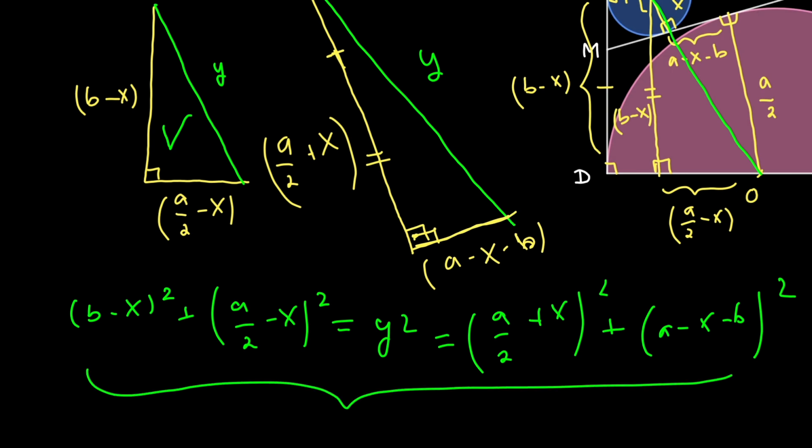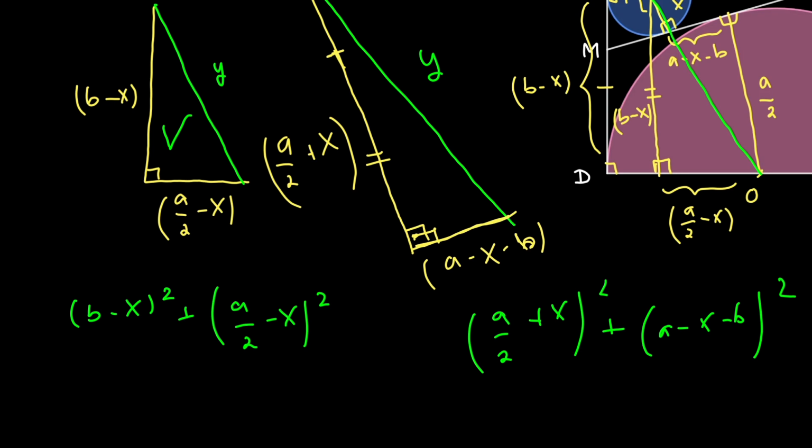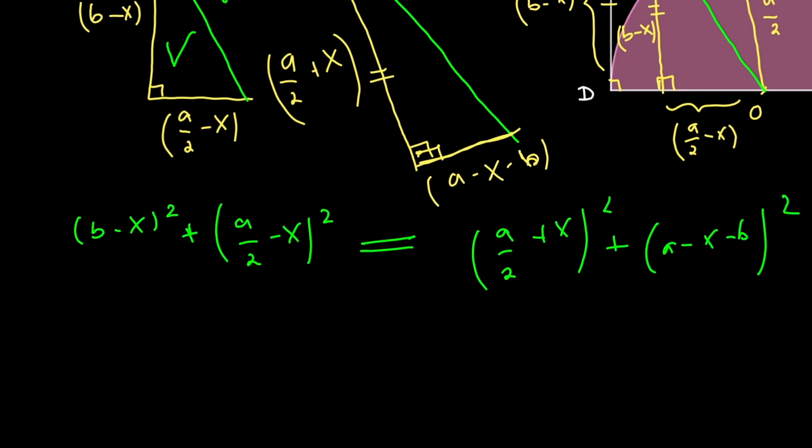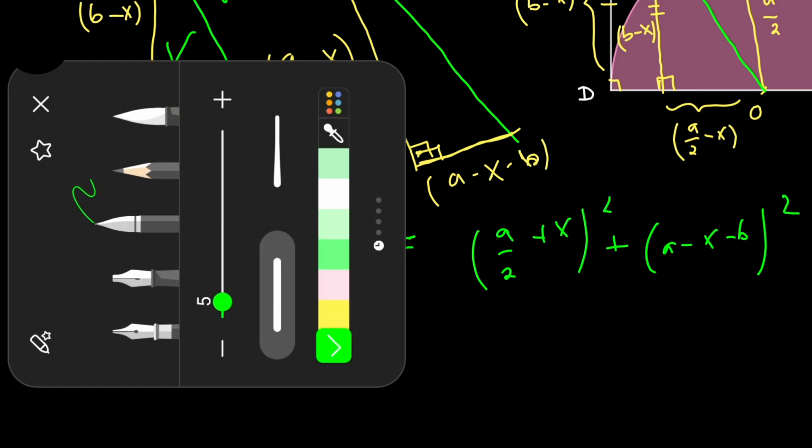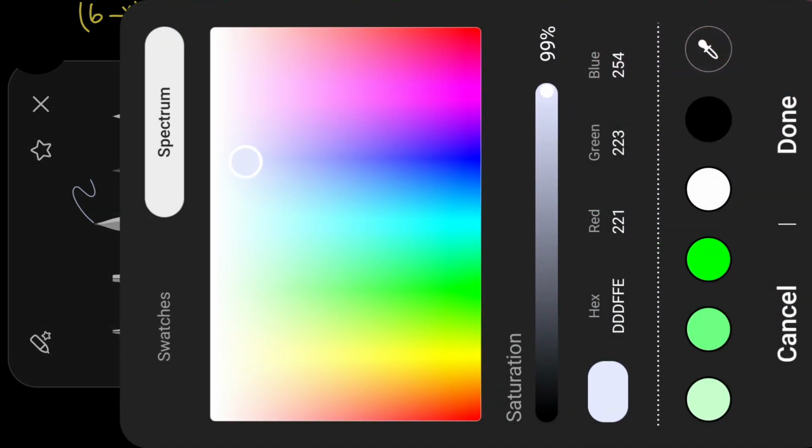Hence, by comparing this equation, we can say that (b minus x) whole square plus (a upon 2 minus x) whole square would be equal to (a upon 2 plus x) whole square plus (a minus x minus b) whole square. Now the task over here is to simplify this equation.